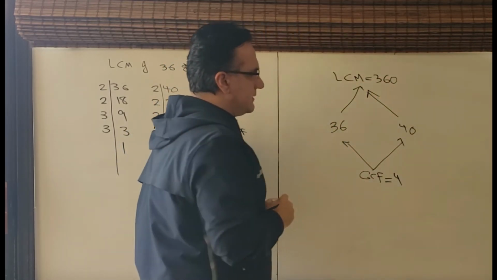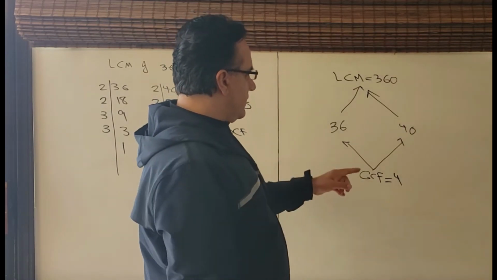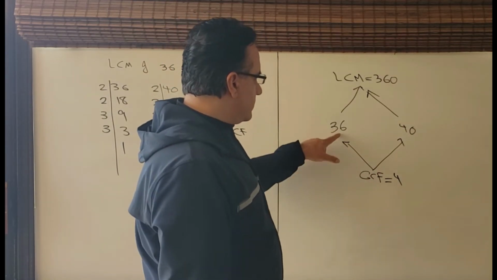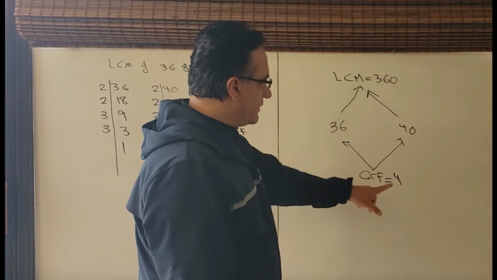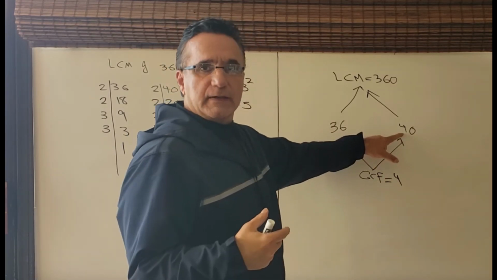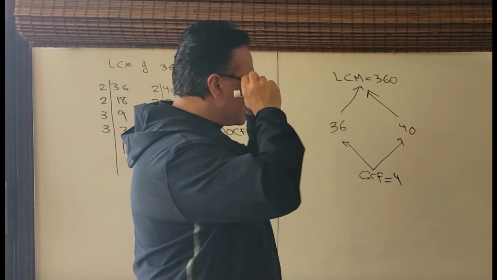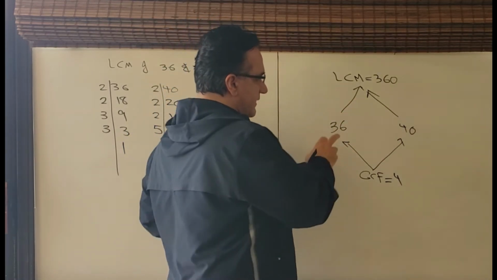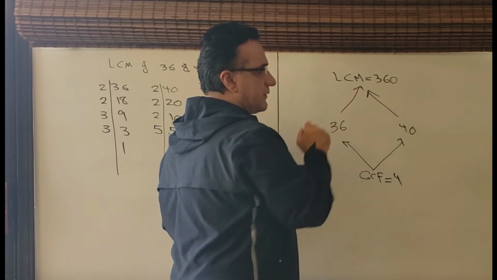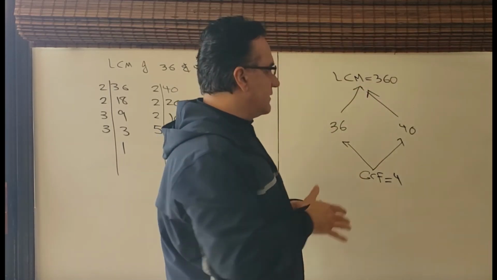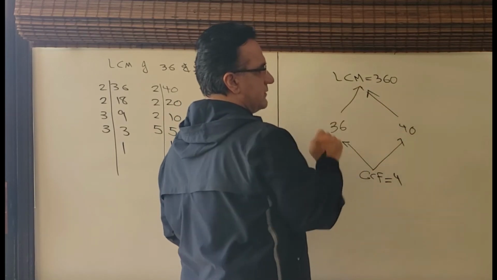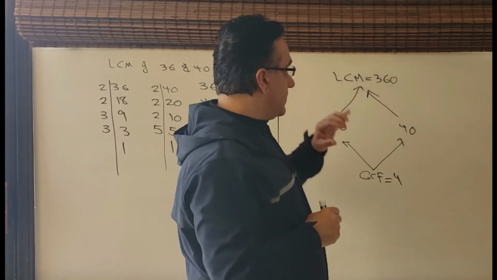So what does that mean? That means 4 goes into 36 perfectly, and you know that's what? 9 times. It also goes into 40 perfectly, which is how many times? 10 times. On the other hand, 36 goes into 360 perfectly, and you know that's what? 10 times. And 40 goes into 360 perfectly as well, 9 times.